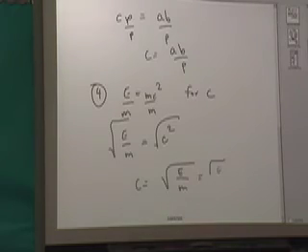Why are we not done, guys? Because you can't have a radical in the denominator, so what do we do? We rationalize the denominator. How do we do it? Multiply by the root of m over the root of m, which is actually just 1. It's just decided to take on a different form.